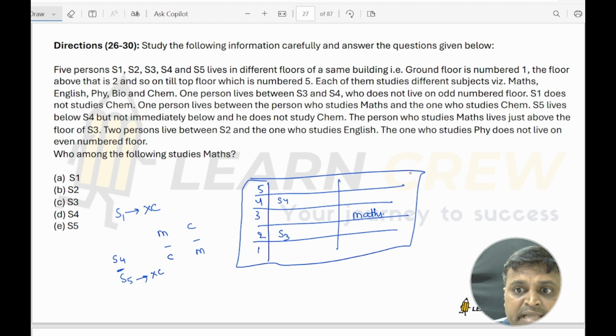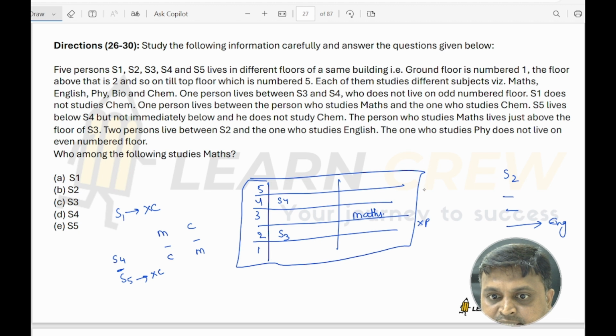Two persons live between S2 and the one who studies English. Between them, you should have two persons in between. The one who studies physics does not live on an even numbered floor, so that even numbered floor is not physics. It is clear.